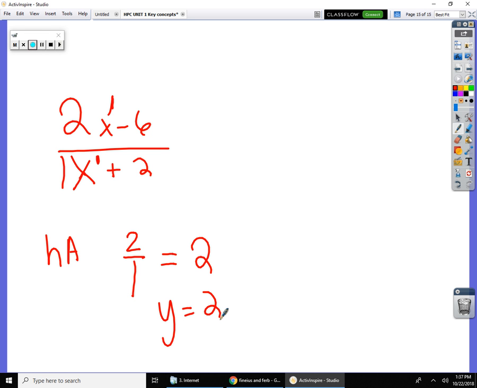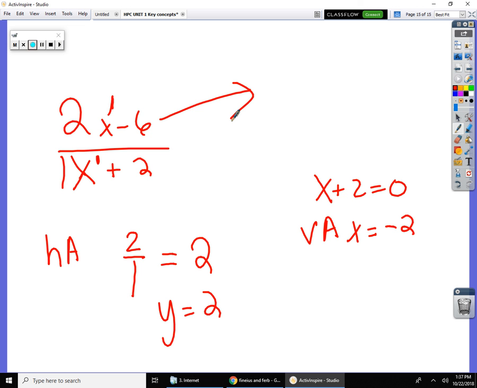Yes? Okay. All right, so now we need to solve the bottom. X plus 2 equals 0. What does x equal? Negative 2. That is my vertical asymptote. I need to check for holes by factoring the numerator because I have to make sure that this is not a factor of the numerator.